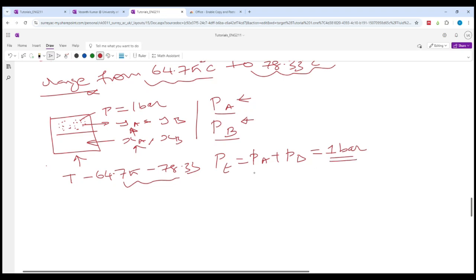And then to calculate PA, we know that Raoult's law applies. So PT can be calculated using Raoult's law, which is capital PA multiplied by XA plus capital PB multiplied by XB. What's this? This is the vapor pressure of A, this is the vapor pressure of B at a particular temperature. This is the mole fraction of A, something that we have to calculate, and this is the mole fraction of B. And PT is equal to 1 bar. So PA and PB can be obtained from the Antoine expression.